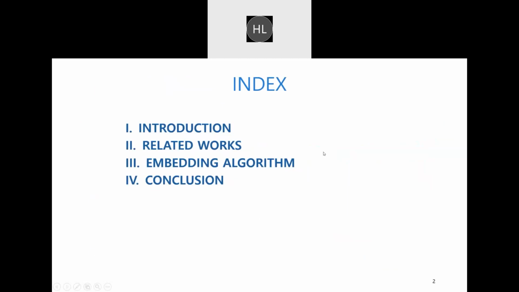These are the contents of our presentation. Starting from the introduction, I will go through some brief state-of-the-art related works. We will also get to our main idea, which is in embedding algorithms. And we will conclude our manuscript presentation by explaining some conclusions.